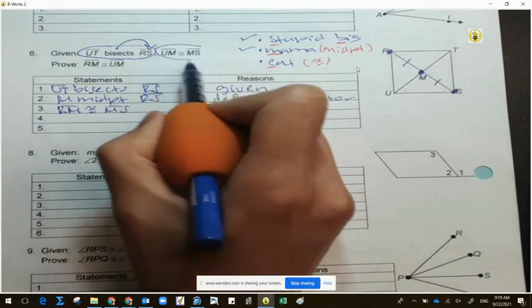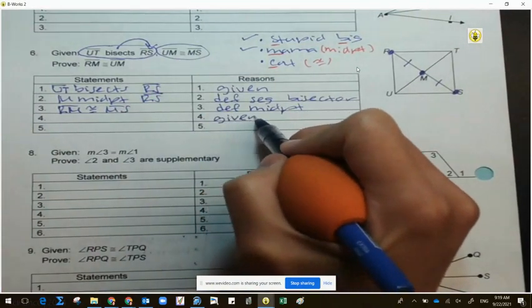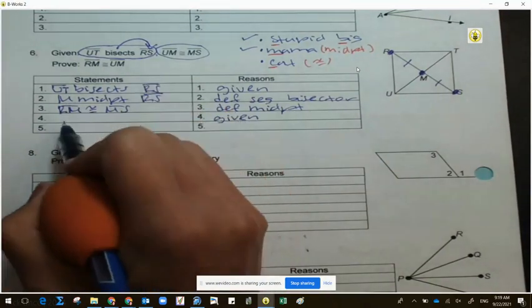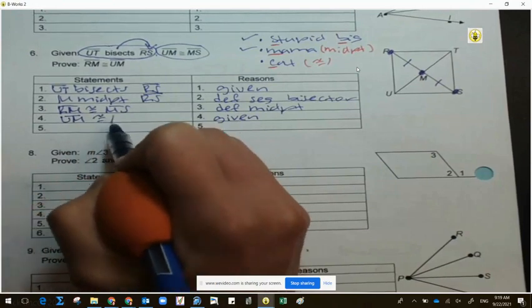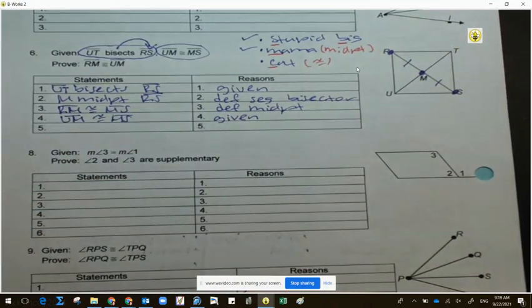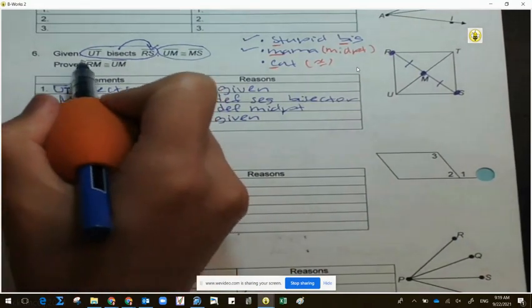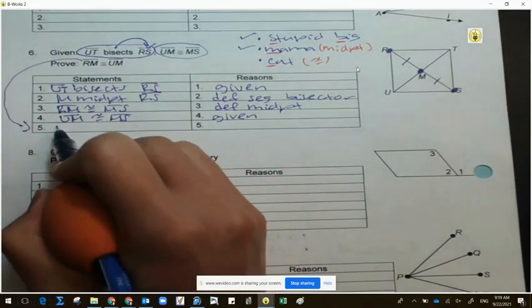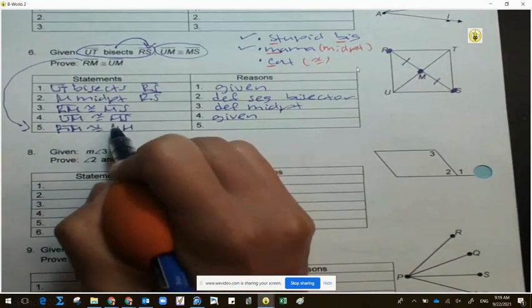And can we go ahead and state the next given now? Yes, you may. If you wanted to state the two givens back to back, that's okay. But to me, this is logical. UM is congruent to MS. That's by the given. And what could I have put at the very end to begin with anyways? Our final goal. RM is congruent to UM.